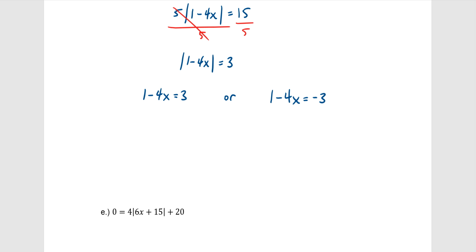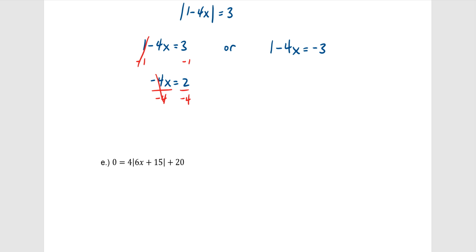So for this one on the left, I'm going to subtract 1, and we're going to get negative 4x equals 3 minus 1, so 2. And then we have to divide both sides by this negative 4. And we get x equals 2 divided by negative 4, which simplifies to negative 1/2.